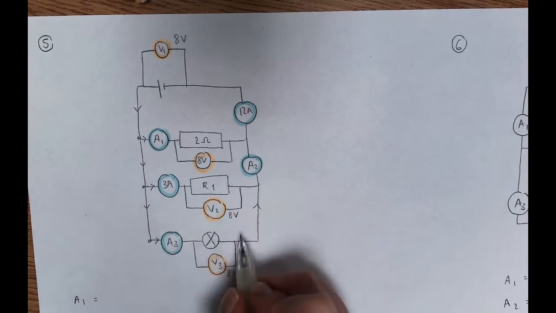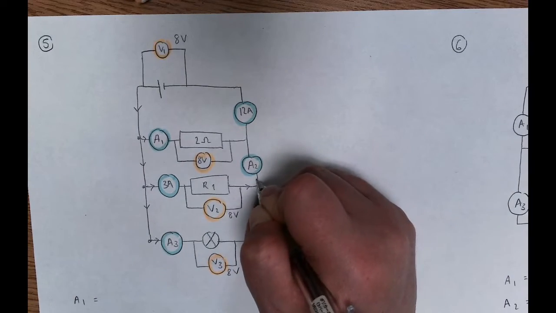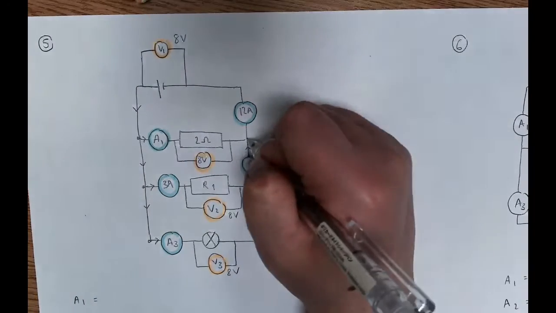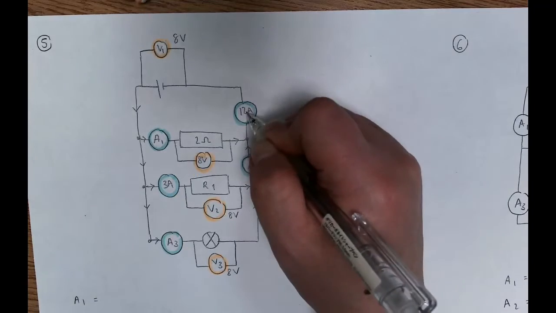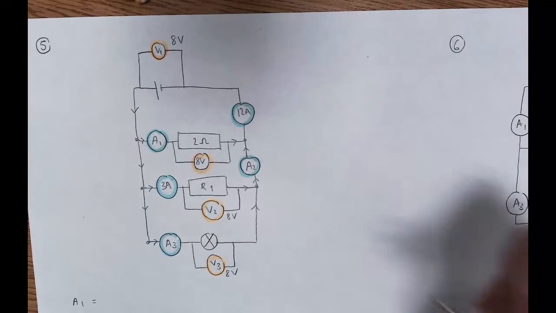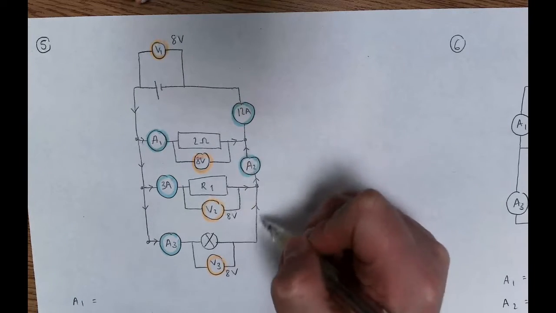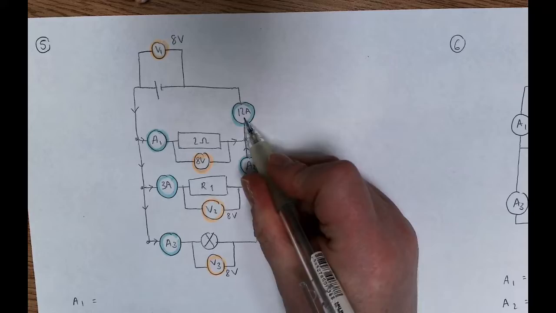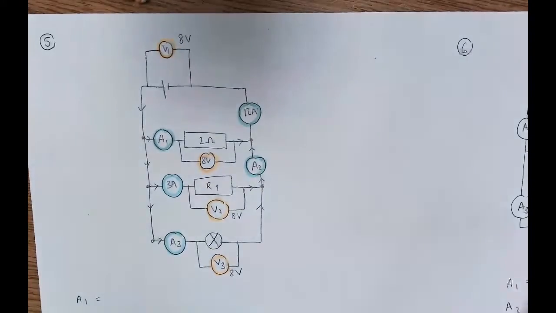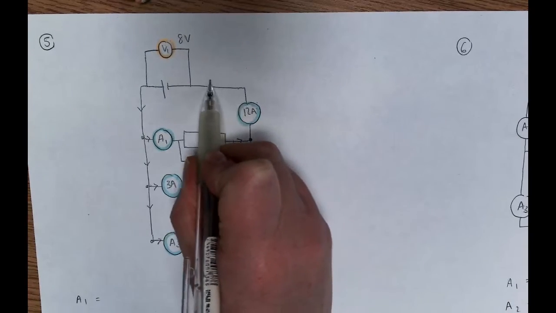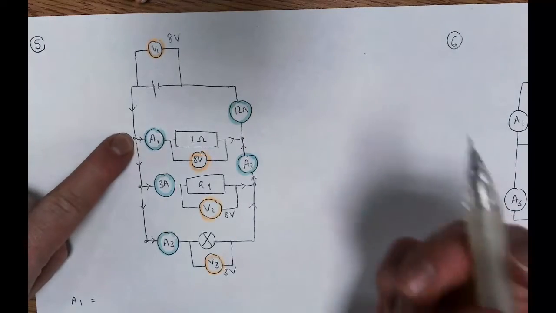The current from the bottom branch and the second branch recombine at this junction and flow into A2. And then the current from A2 recombines with the current from the top branch at this junction flowing in here. So we can see that all of the currents from each branch have recombined by this point. So the total current from the supply has to be 12 amps. So we have 12 amps of current all the way round until this point where the current then splits.